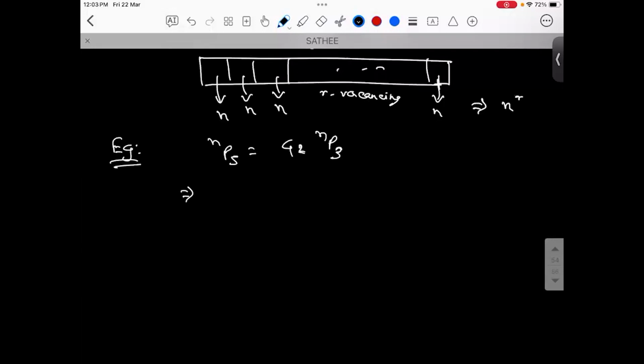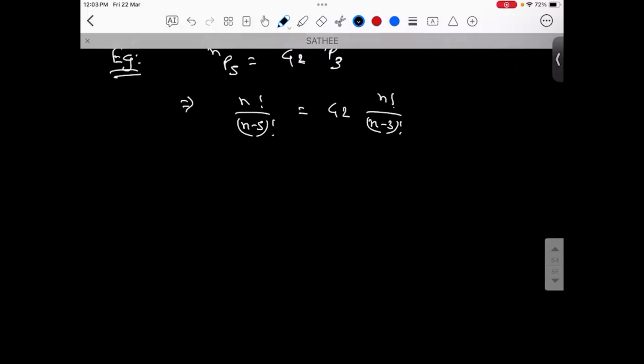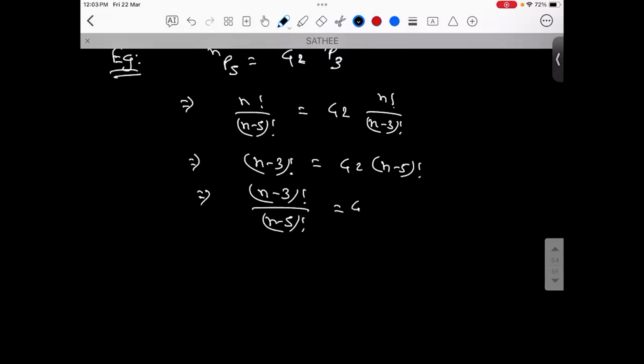So for that, you need to write this properly: n factorial divided by (n minus 5) factorial is equal to 42 times n factorial divided by (n minus 3) factorial. Now if I calculate this, n factorial will be cancelled from both sides, so I will get (n minus 3) factorial equal to 42 times (n minus 5) factorial. Now understand that (n minus 5) factorial is smaller or bigger? Obviously smaller. So I can write it like this: (n minus 3) factorial divided by (n minus 5) factorial is equal to 42. This will give us (n minus 3) into (n minus 4), which will give us 42.